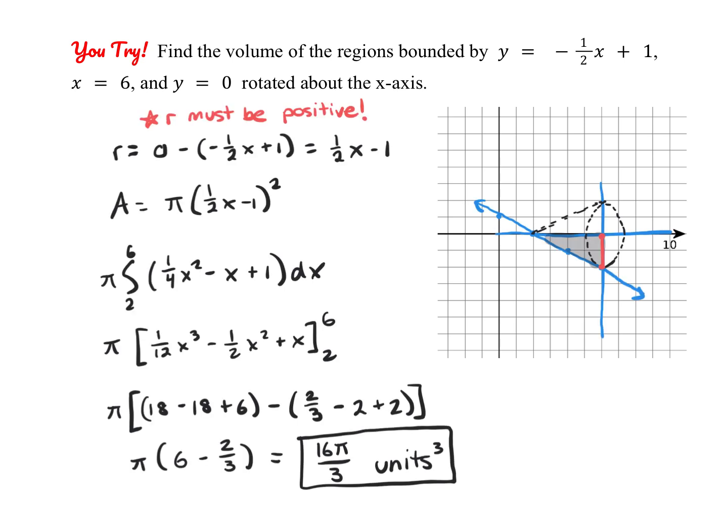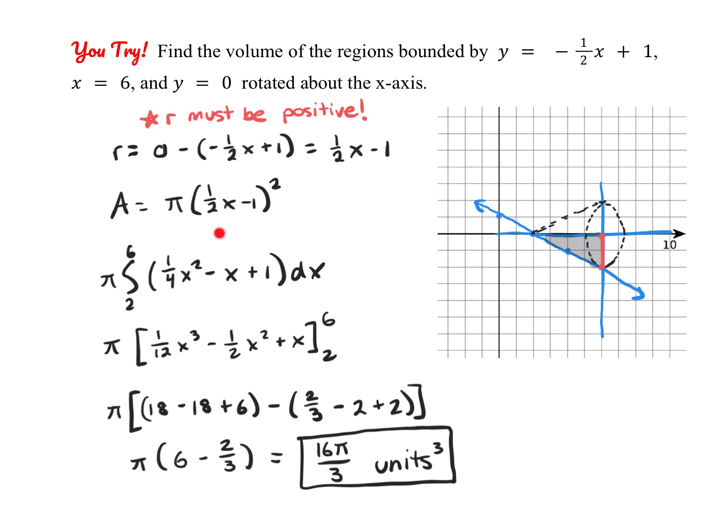All right, so go ahead and check your work here. So here's kind of what that shape will look like. So it's the triangle when it's bounded, and then we rotate it about the x-axis. So here, when we find our r, we do need to make sure that r is positive. So it's really going to be 0 minus the height in terms of x. So it's 0 minus our linear function, which gives us 1/2 x minus 1. So you always are going to do high minus low, just like when you're finding that bounded region with your integral. So it's always high minus low, and that will give you an r value that is positive.